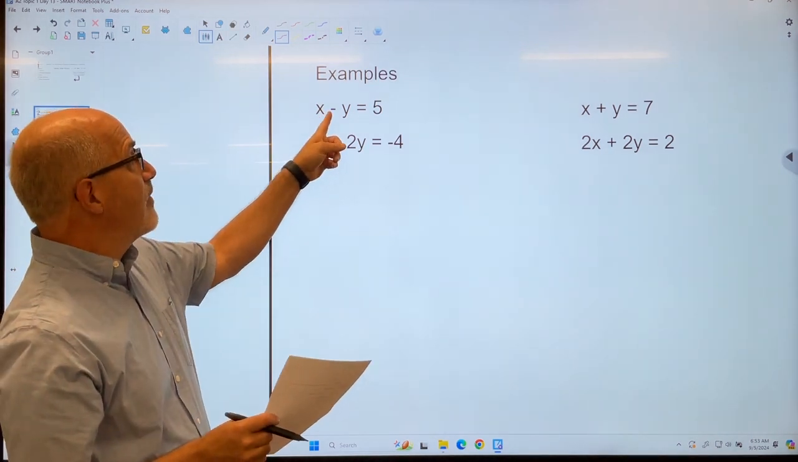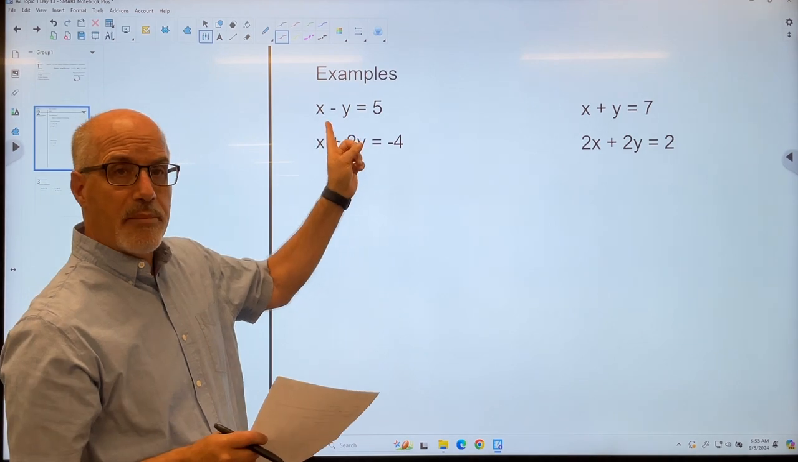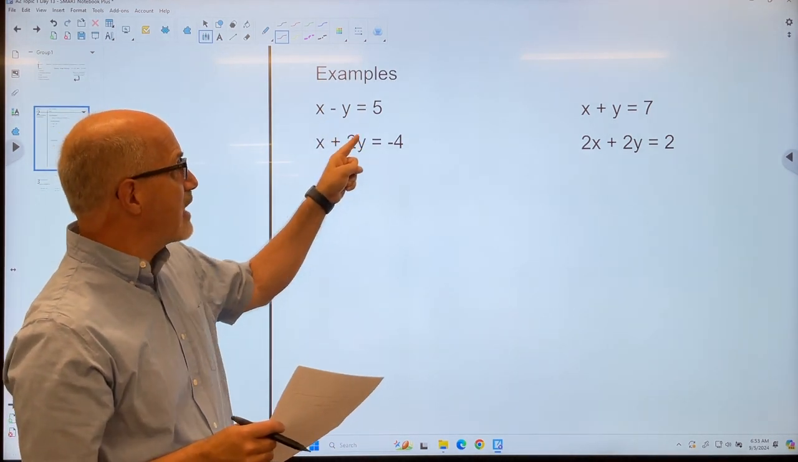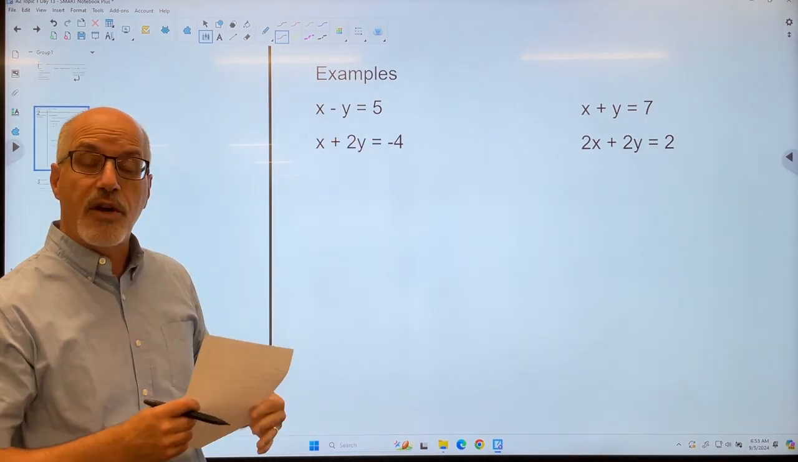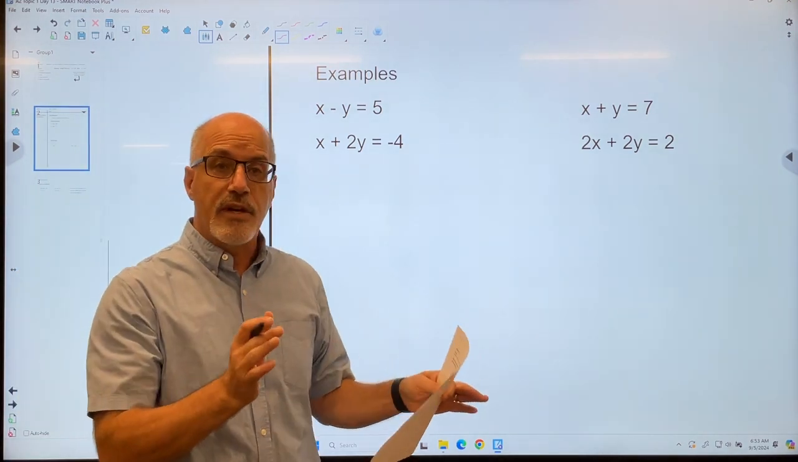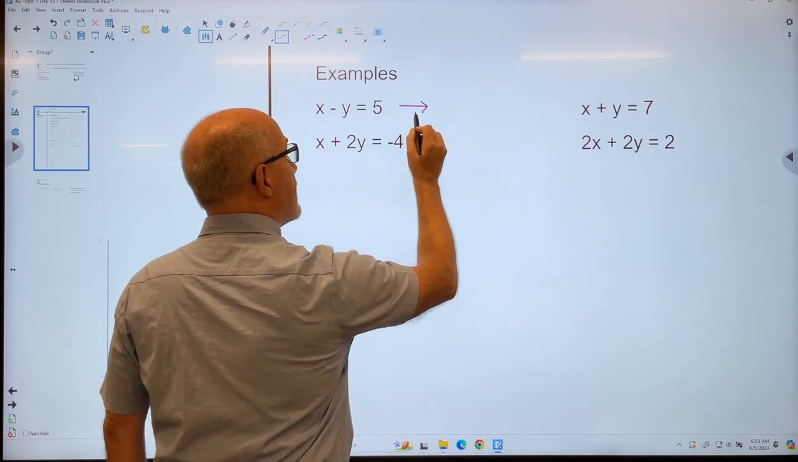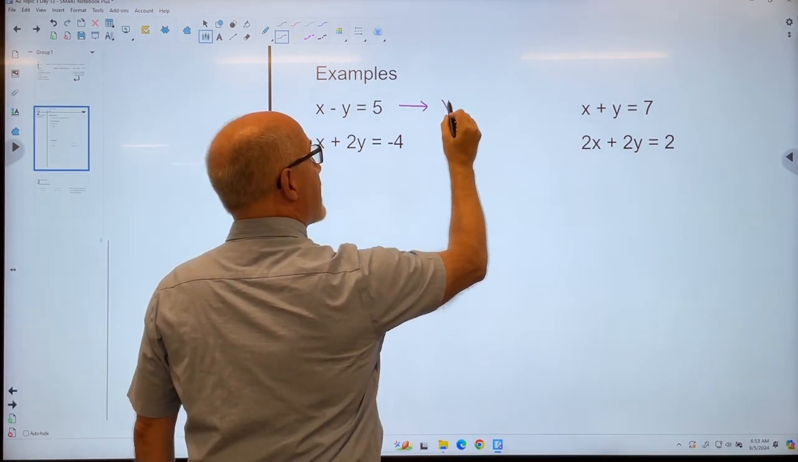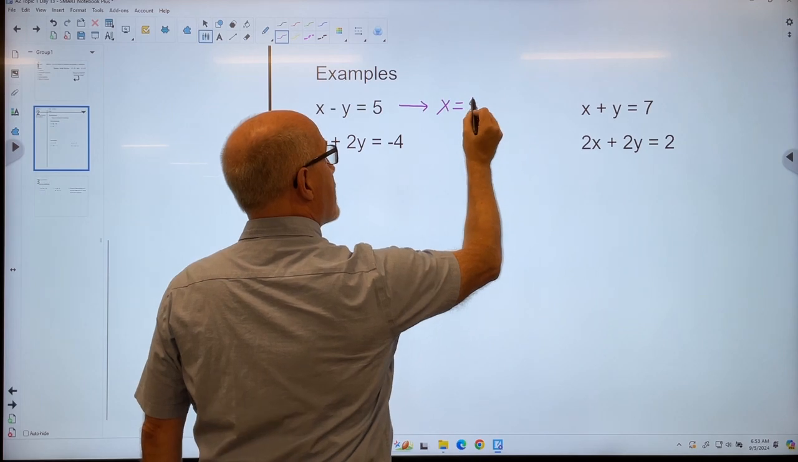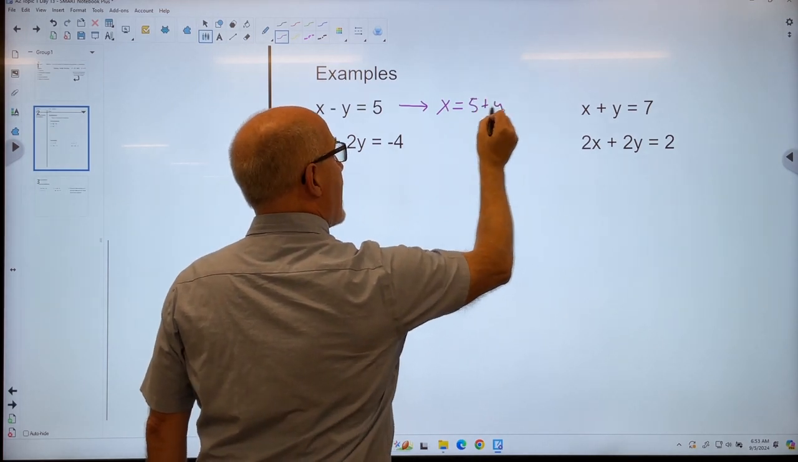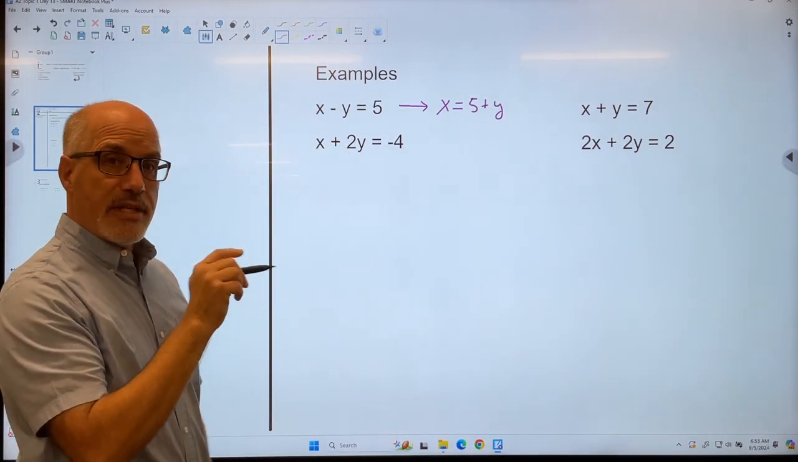Now there's probably some better possibilities here than others. Like here, if I add y, x will be by itself. Or here, if I subtract 2y, x will be by itself there. You have to just choose one or the other. So I'm going to choose the first one and add y to both sides. And so I'm going to get x equal to 5 plus y. Notice x is by itself.